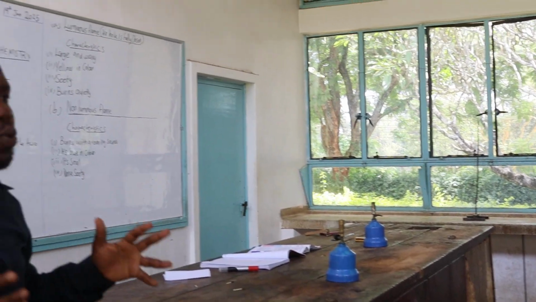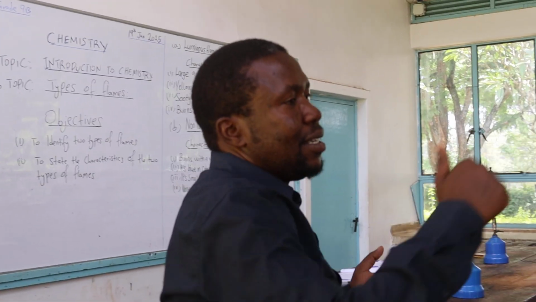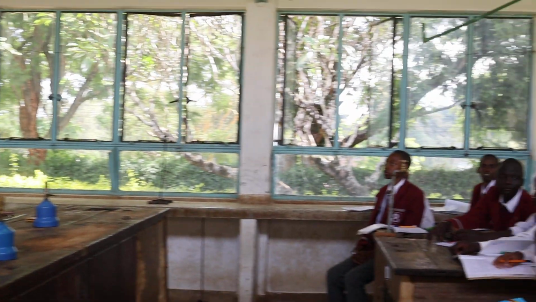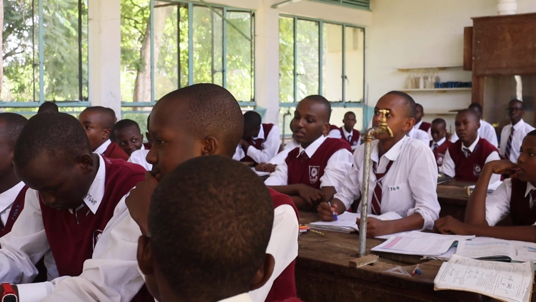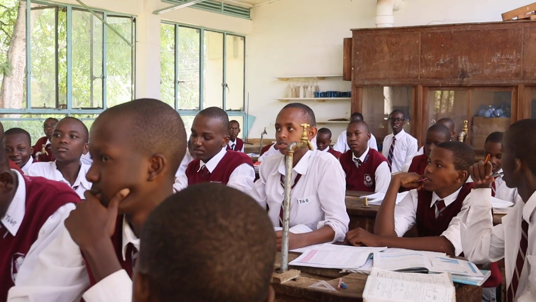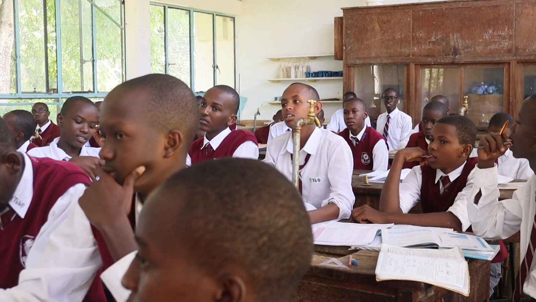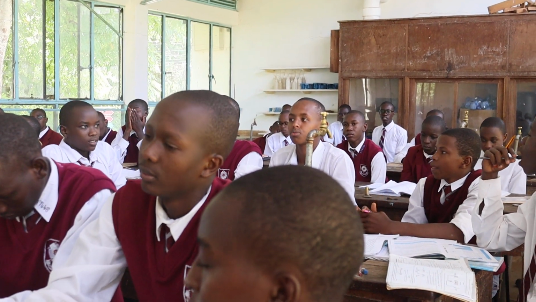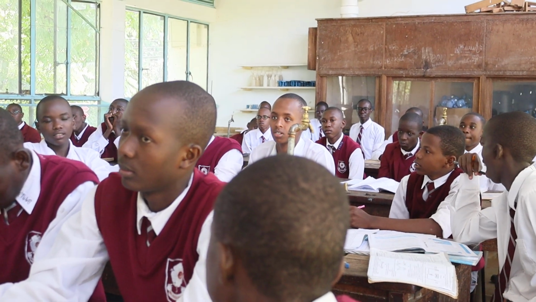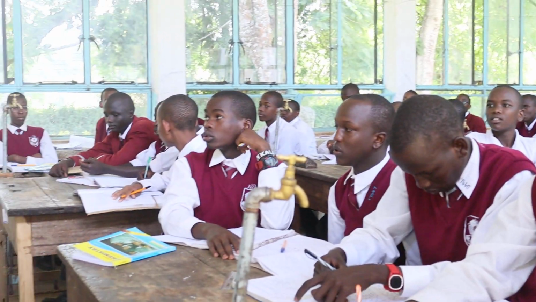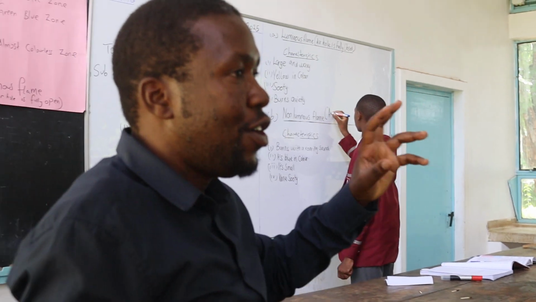Remember, one is yellow, one is blue. Now, who has an answer to that? Who can try that? Yes, Mohammed. This is because the luminous flame produces yellow because the air hole is fully closed. And that of non-luminous produces blue because the air hole is fully open. Very good, Mohammed. Remember, these two types of flames are produced under different conditions.